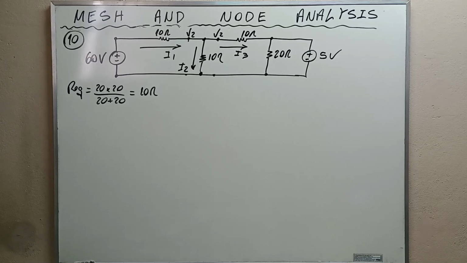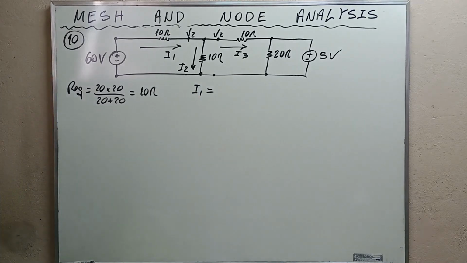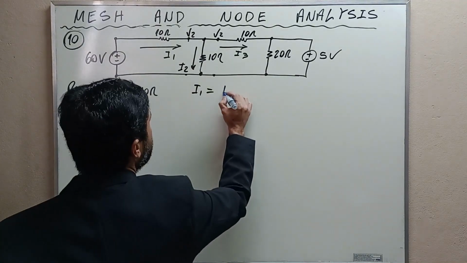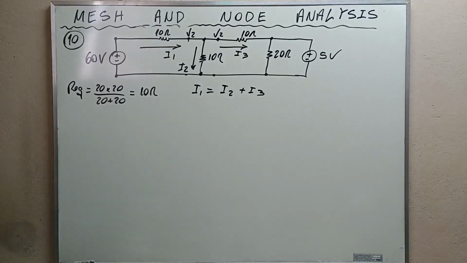The sum of the currents that enter the node has to be equal to the sum of the currents that leave the node. Alright? And what is the current that is entering the node? It is I1. I1 enters the node. And what are the currents that leave the node? They are I2 and I3. Okay?